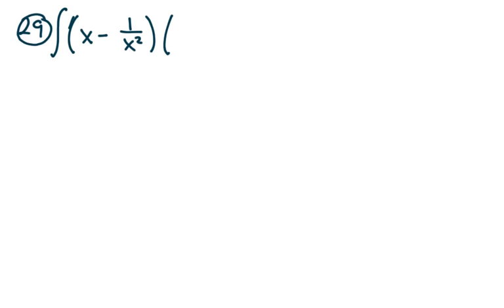If we take a look at 29, we get the integral of x minus 1 over x squared times x squared plus 2 over x to the 5th power. This is a fantastic question. This is a great question.